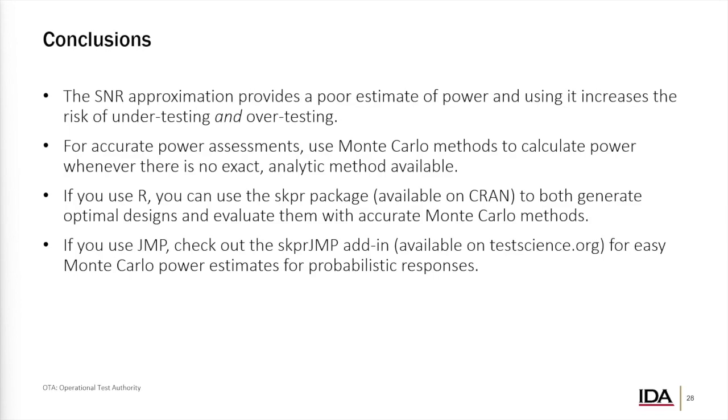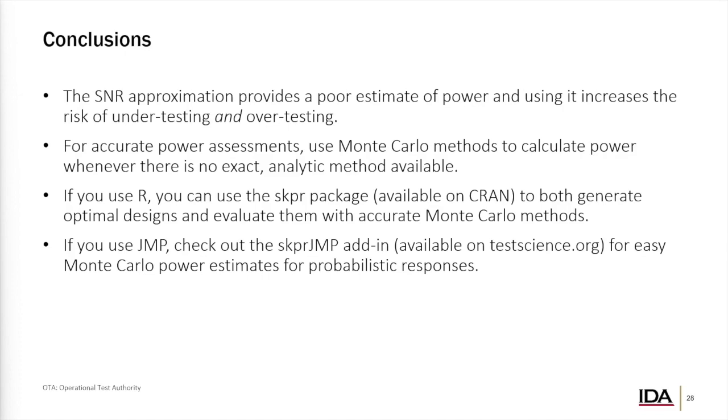So the overall conclusions: I would not recommend the use of the SNR approximation. If at all, you can do a Monte Carlo. It really does not provide a great estimate for power, and we try to decrease the amount of controllable risk in our test programs, and this is one area where you control the risk as the analyst because it's an analytical method, so let's use the most accurate one possible. For accurate power assessments, use Monte Carlo methods.